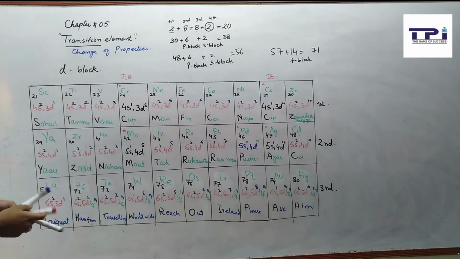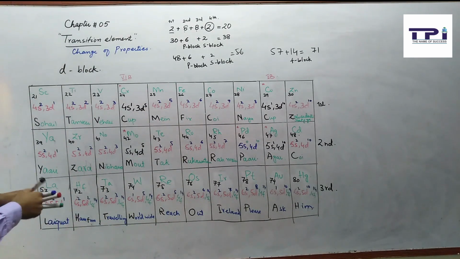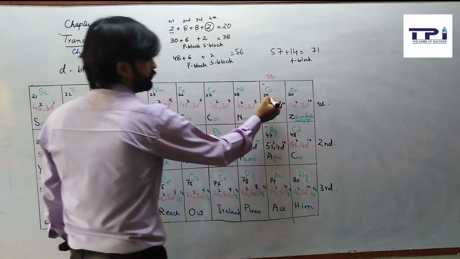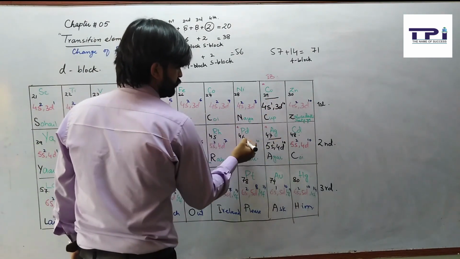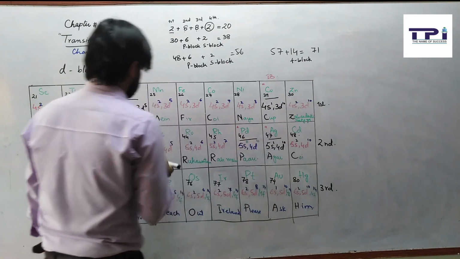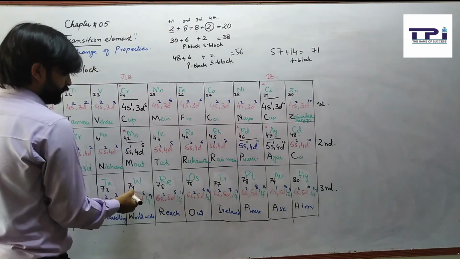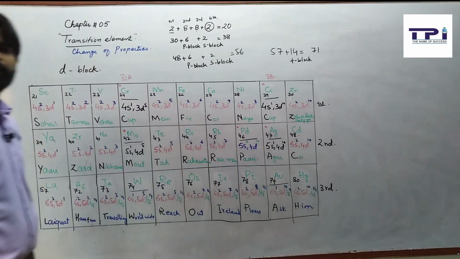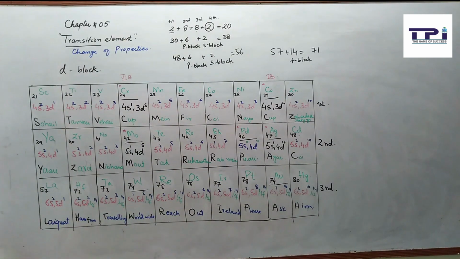Okay, problems in electronic configuration: chromium, copper, silver, palladium, molybdenum, tungsten, and the last one, gold. Right? You have to memorize all these at any cost.